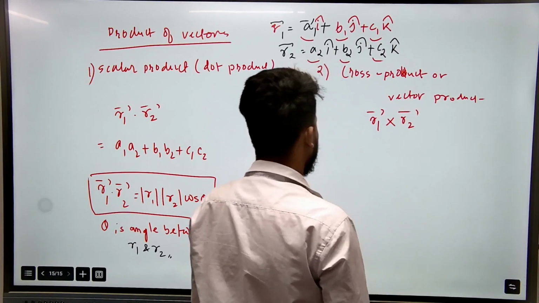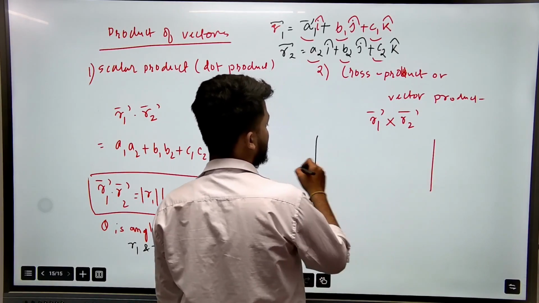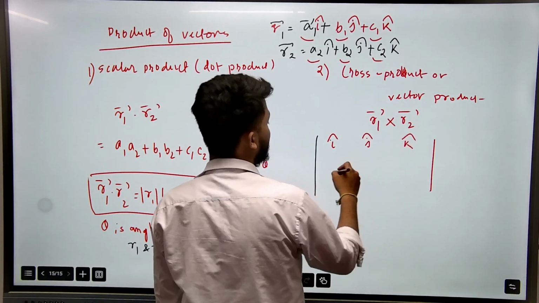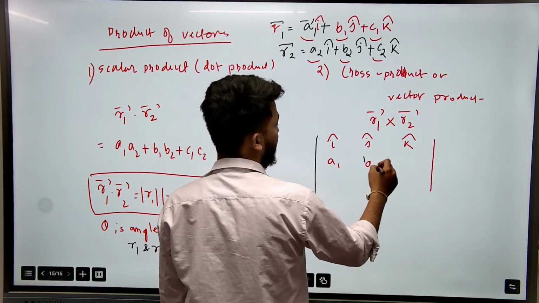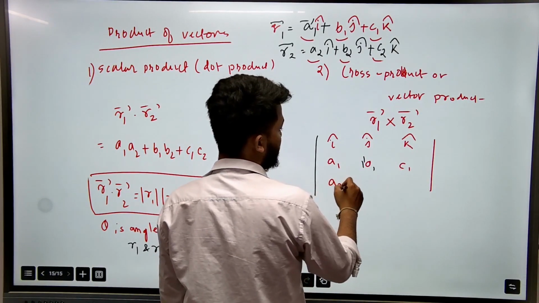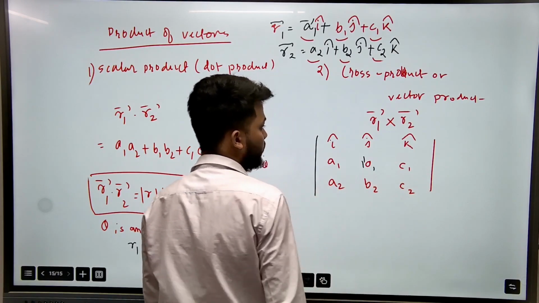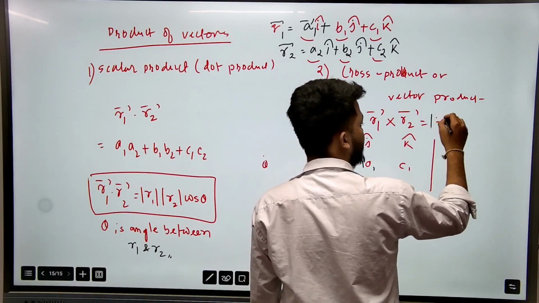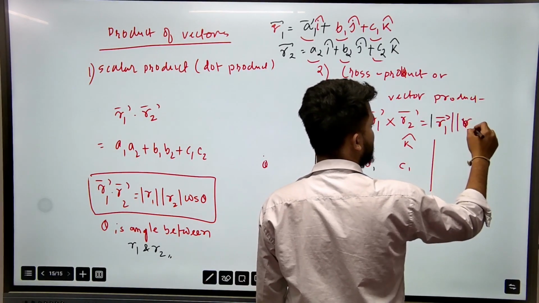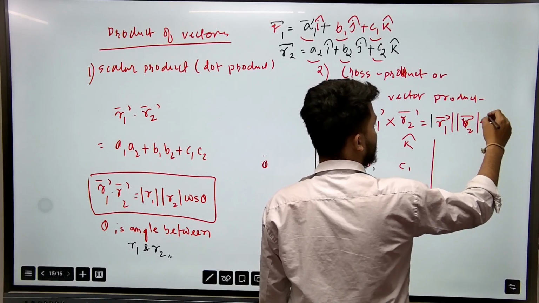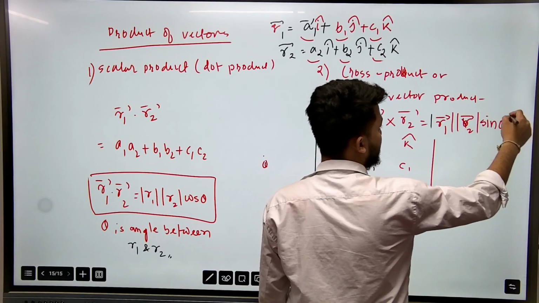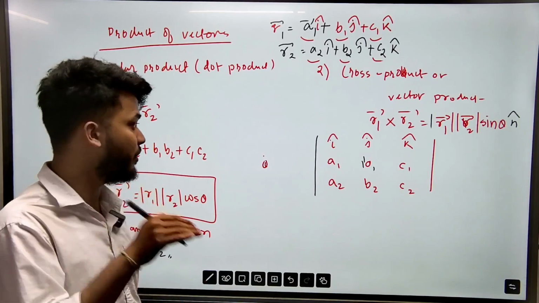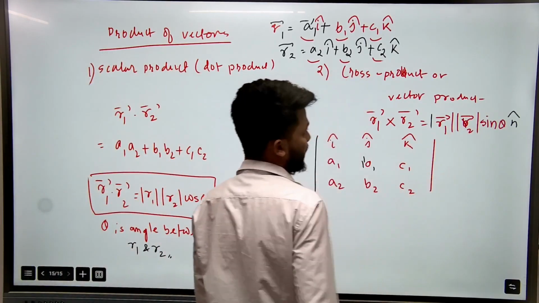Okay. Similarly, for the cross product, that is if vector R1 is cross multiplied with vector R2, what will happen? I have to form a determinant. Okay. So we have to write i, j and k over here. We have to write A1, B1, C1, A2, B2 and C2. Okay. So we can also write that as magnitude of vector R1, magnitude of vector R2, sine of theta, where theta is the angle between them, and n cap. n cap is the unit vector in the direction of multiplication of both the vectors.